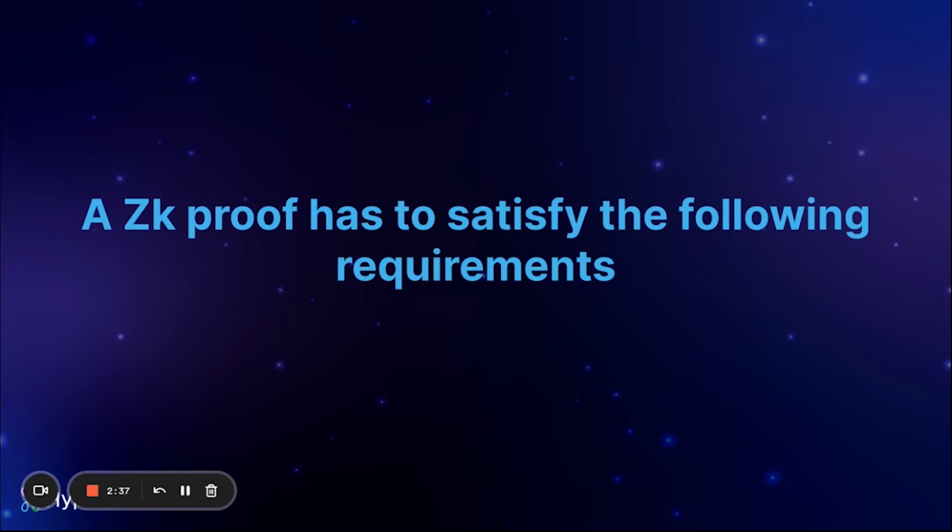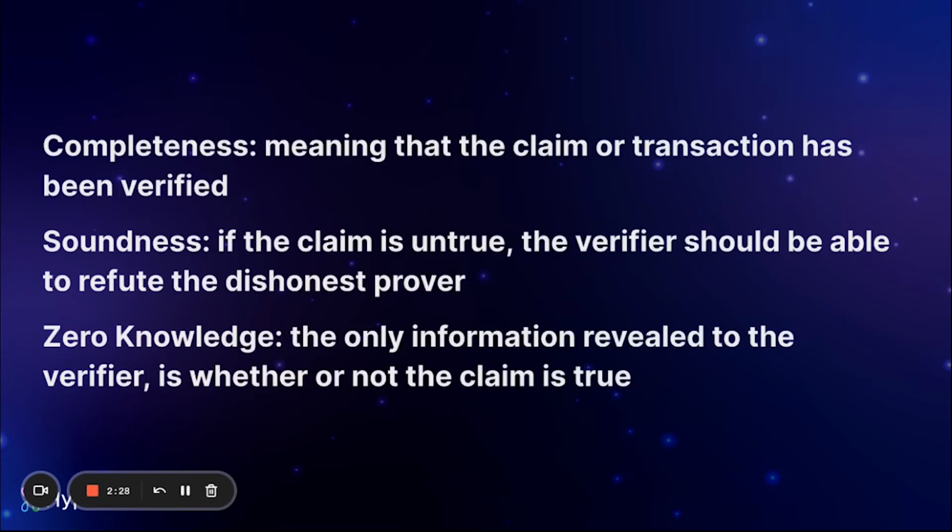There are certain requirements that a ZK proof has to satisfy, and they are: one, completeness, which means that the claim or transaction has been verified. Two, soundness. If the claim is untrue, then the verifier should be able to refute the dishonest claim or prover. And three, zero knowledge, which means that the only information revealed to the verifier is whether or not the claim is true.